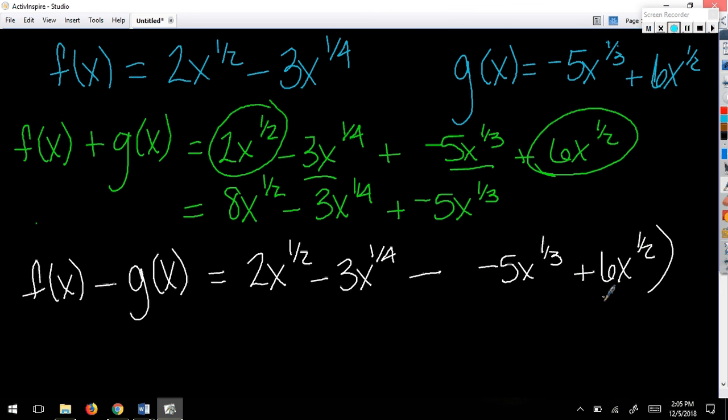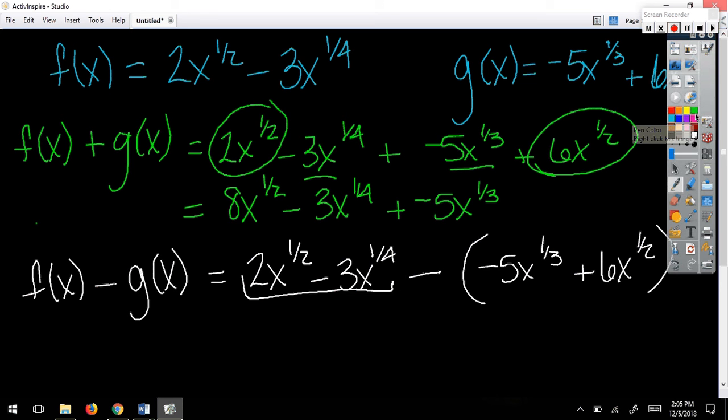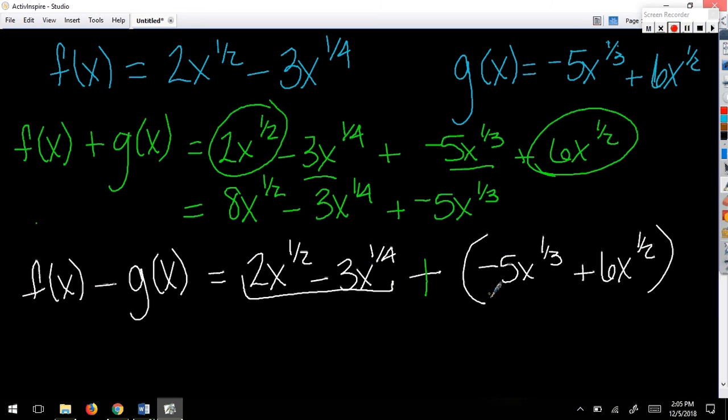So what I want to do is make sure that that minus sign, yes, Grayson? I want to make sure that this minus sign, when I do f of x minus g of x, I change the middle sign, but yes, everything in parentheses. Wait, so we're not changing any of that?